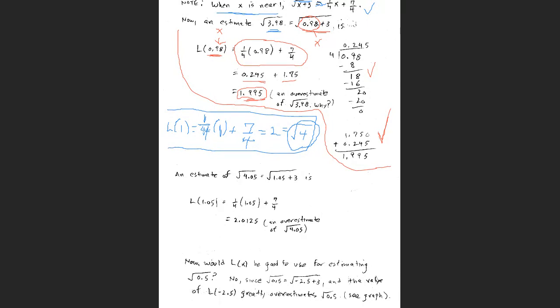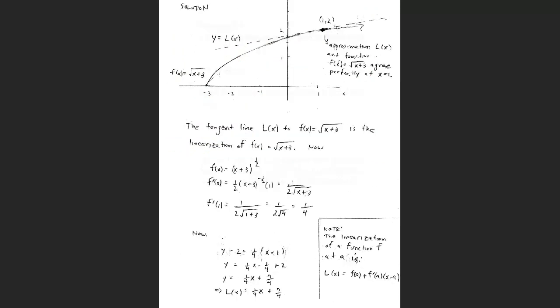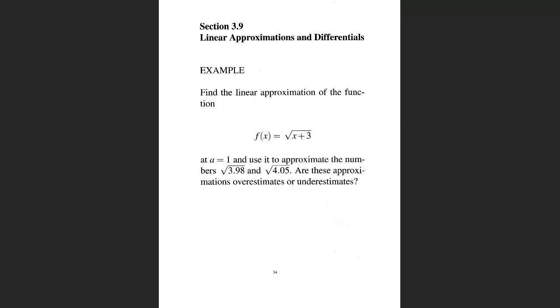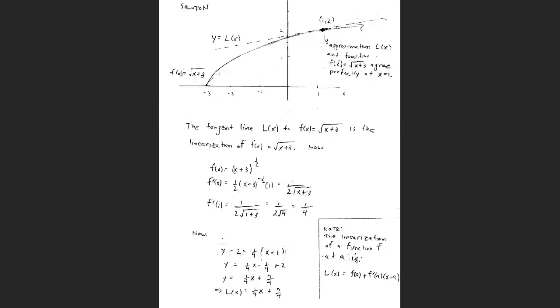And the square root of this, 1.995, is going to be an overestimate. Why is that? Well, if you go back and look at your tangent line here, which is the linearization of your function, is the tangent line above or below the function? Is it above or below the square root of x plus 3? It's above it.